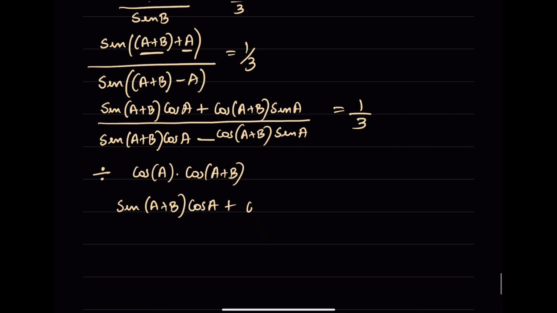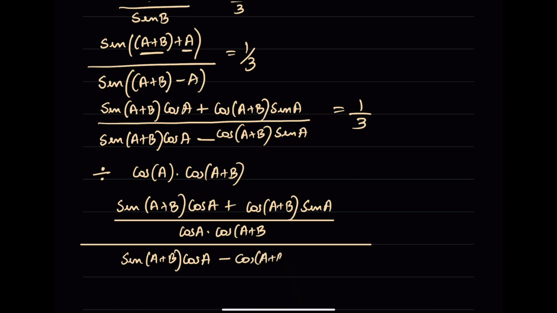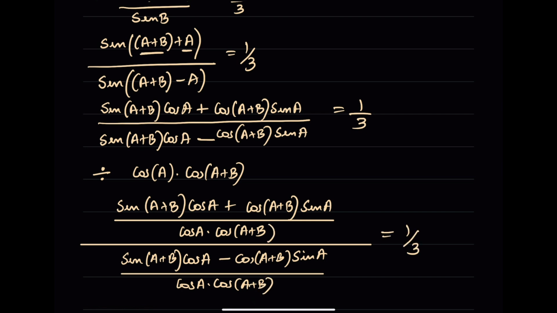cos A plus cos of A plus B sin A, this divided by cos A cos of A plus B. Then in the denominator we would have sine of A plus B cos A minus cos of A plus B sin A, this divided by cos A cos of A plus B, and this is equal to 1 by 3.